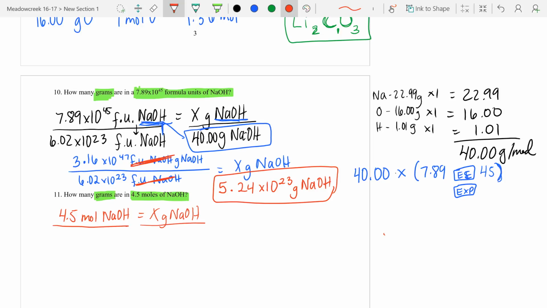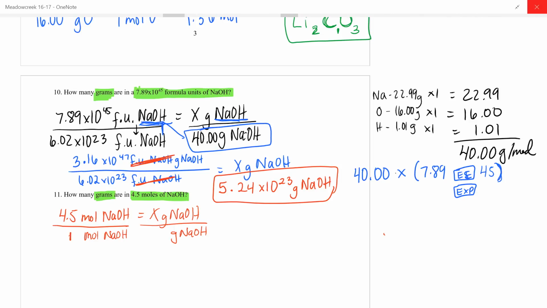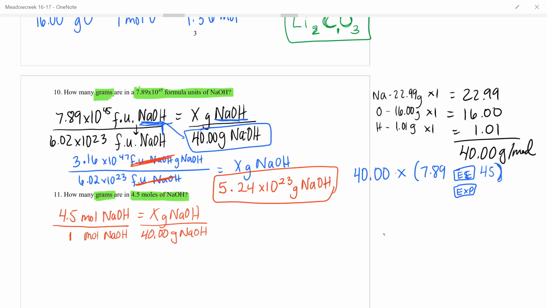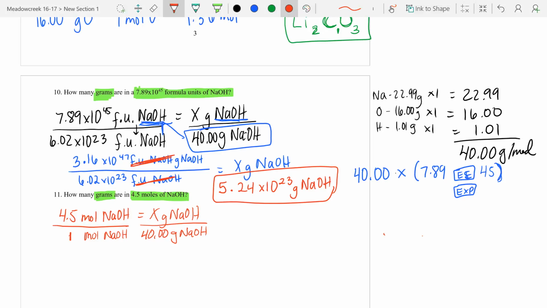Step 3 is to bring it on down. So I'm going to write moles sodium hydroxide on the bottom and grams of sodium hydroxide on the bottom. We always write the number 1 beside mole, and grams is our molar mass, which luckily we calculated in problem number 10. So I can put my 40.00 grams right there. It's the same on both sides, so we do not need to multiply by a coefficient.